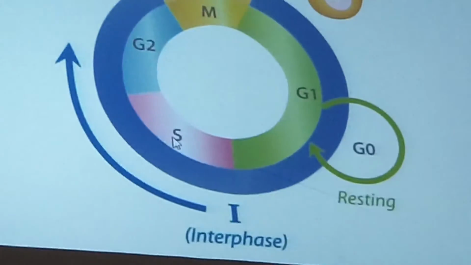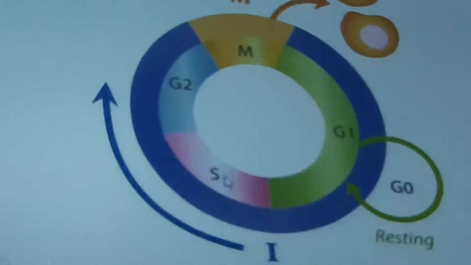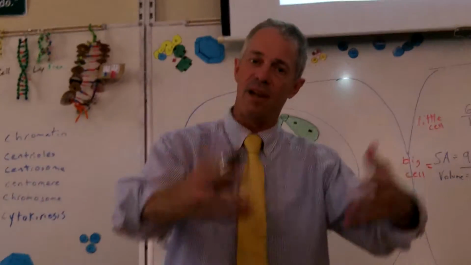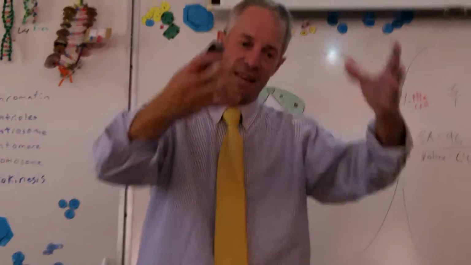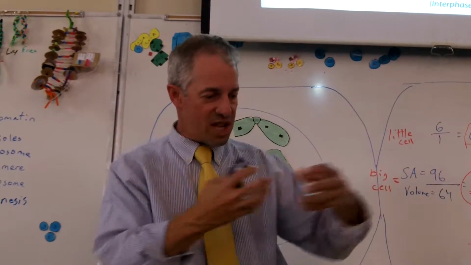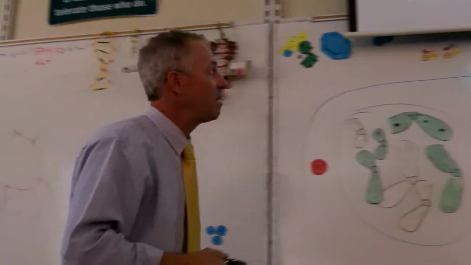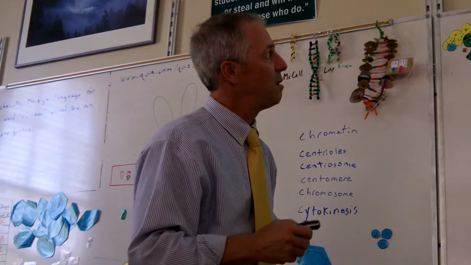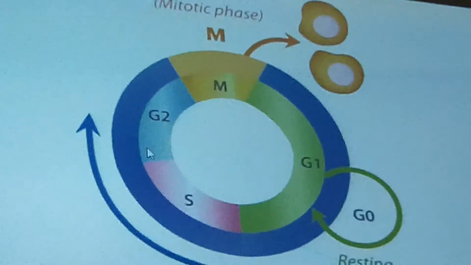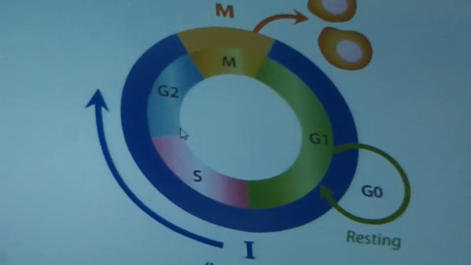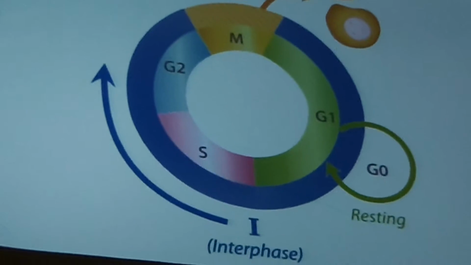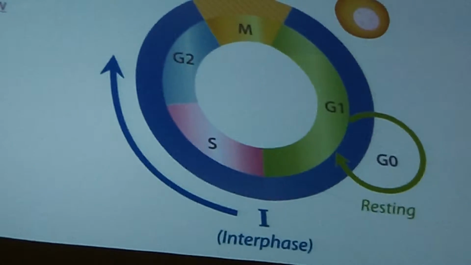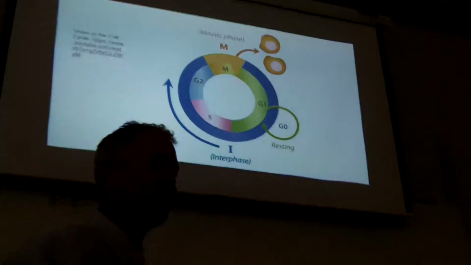That's S phase. S stands for synthesis. Have you ever heard that word synthesis? Synthesis is making new stuff. So in the synthesis phase, you're making new DNA. Guess what G2 is? If G1 was the first growth phase, G2 is the second growth phase. So it's growing a little bit more. It's making a bunch of proteins and stuff that it needs for multiplication.